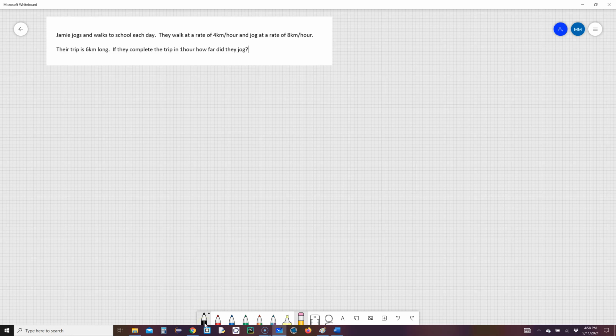Alright, we will now inspect one more motion problem, starting with step 1. Read the problem carefully. Jamie jogs and walks to school each day. They walk at a rate of 4 kilometers per hour. They jog at a rate of 8 kilometers per hour. Their trip is 6 kilometers long. So the distance from their home to their school is 6 kilometers. And if they complete their trip in 1 hour, how far did they jog?